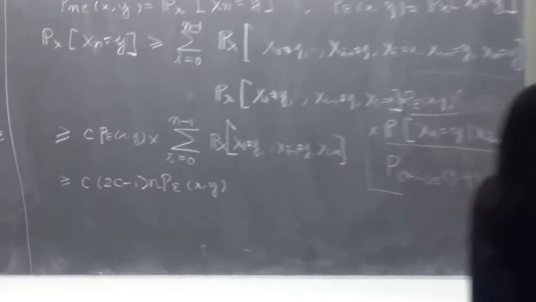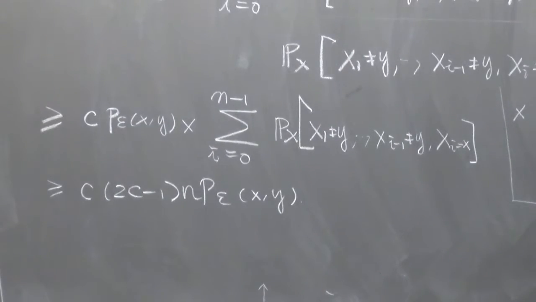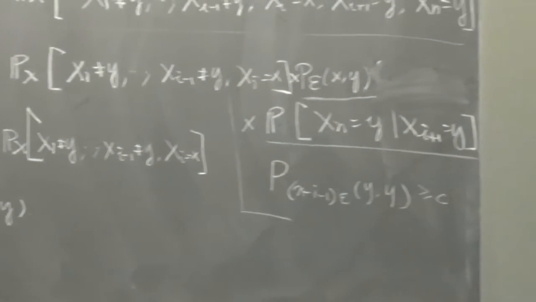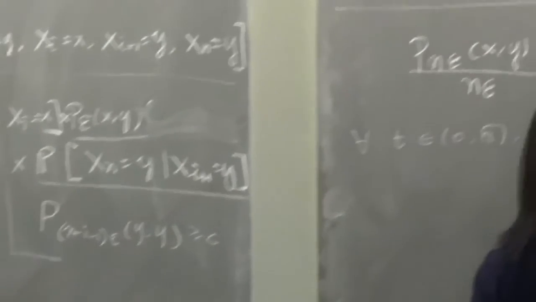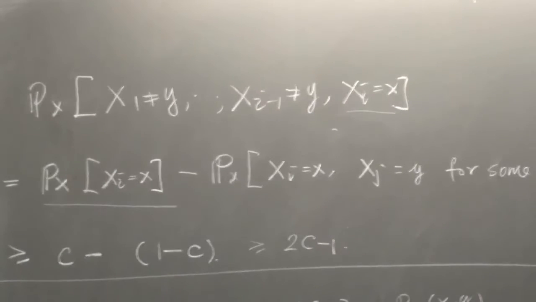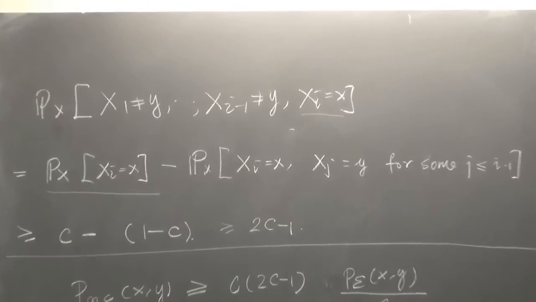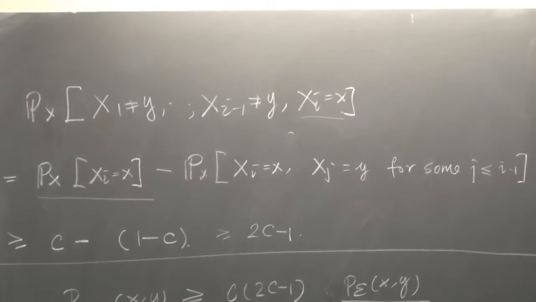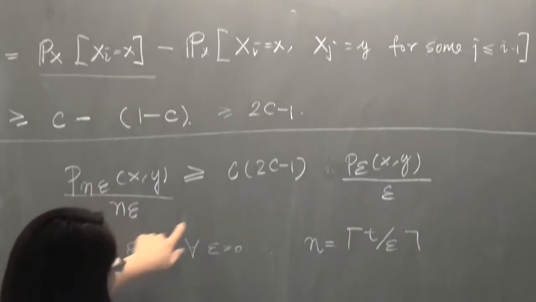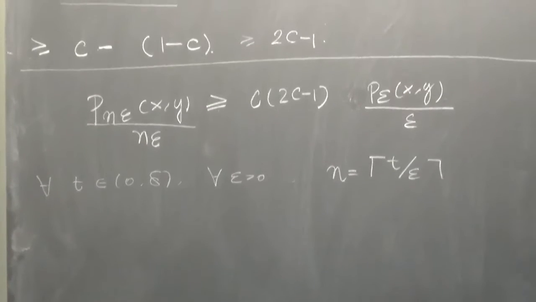So now what we have is for any t in this interval and any epsilon small in this interval, and then we take n as the smallest integer of t that is greater than t over epsilon. Then from the conclusion here, what we know is p n epsilon normalized by n epsilon is greater than this constant times here. And then we take epsilon goes to 0.